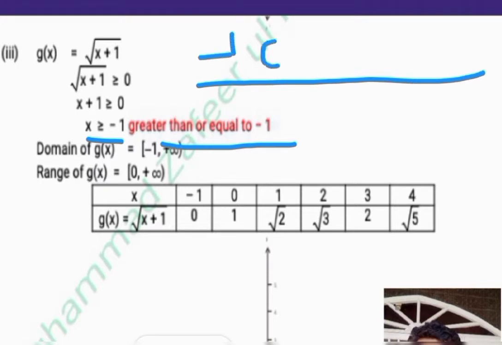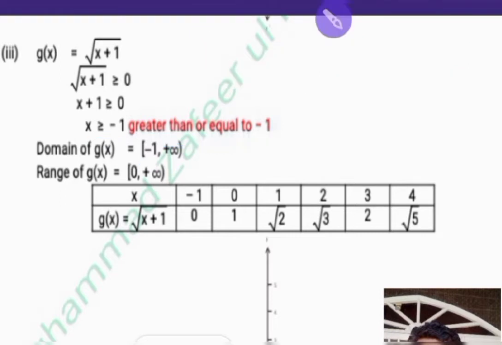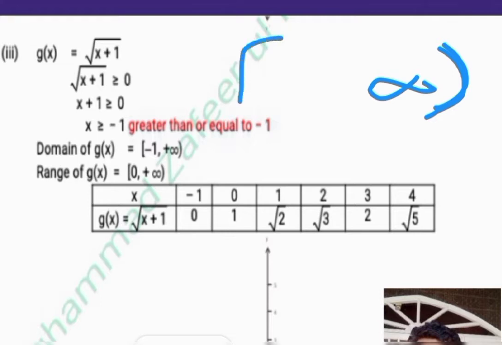Here is -1. After that it's 0, 1, 2. There are so many values, and here is infinity on the right-hand side, so its domain is from -1 to infinity. We have written it here. As I told you in the last part, infinity is not a number, so if you write infinity, there must be a small bracket. After -1, there is 0, 1, 2; there are so many values up to infinity.